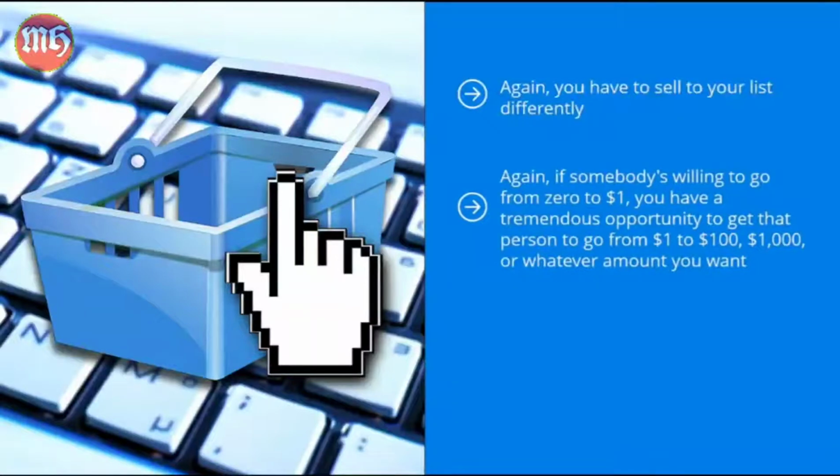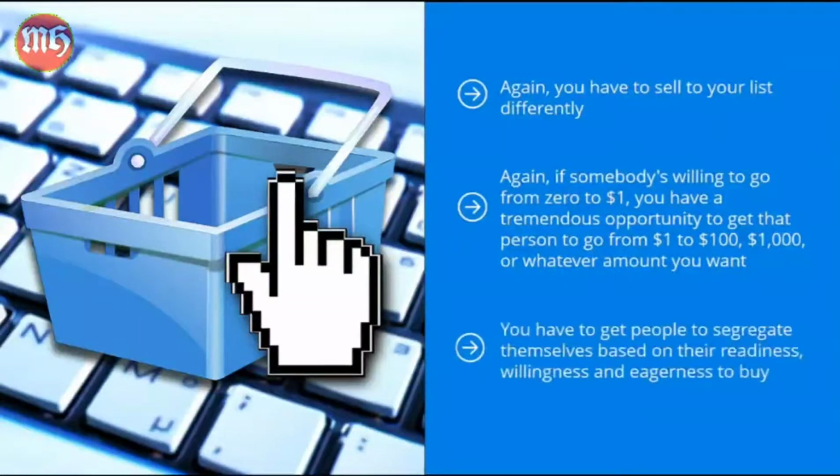Again, if somebody's willing to go from 0 to $1, you have a tremendous opportunity to get that person to go from $1 to $100, $1,000, or whatever amount you want. Now, keep in mind that the higher the dollar value, the lower the conversion rate, but you get the point. You have to get people to segregate themselves based on their readiness, willingness, and eagerness to buy. And since $1 is essentially friction-free, this list filtration method works like a charm.